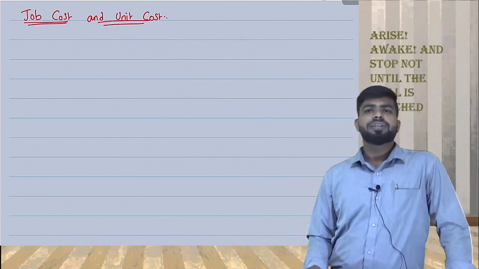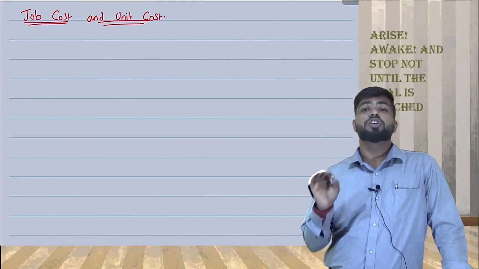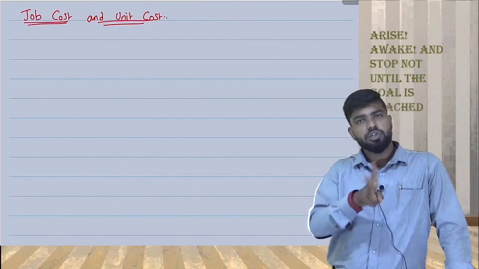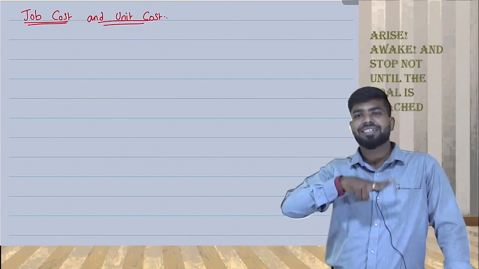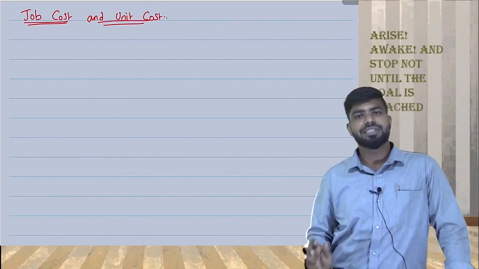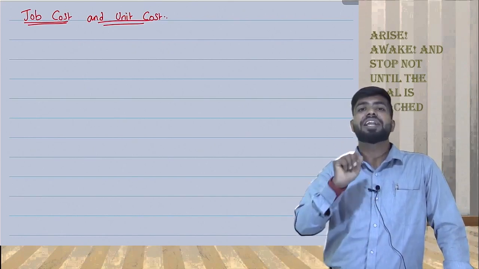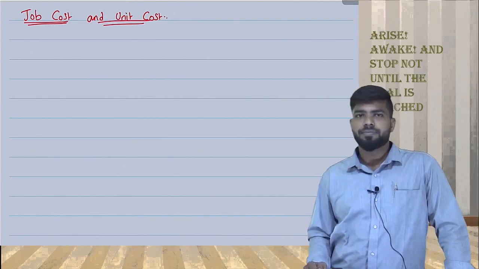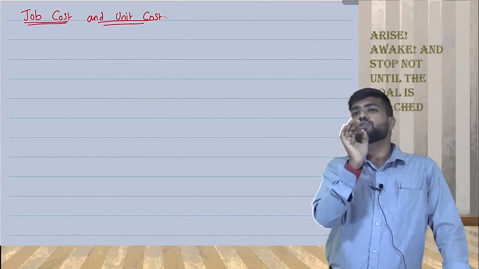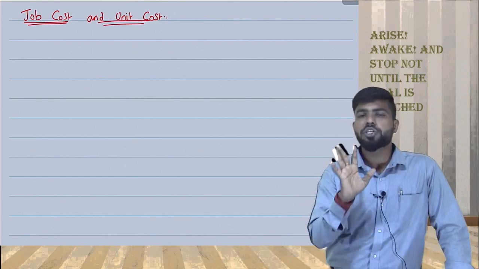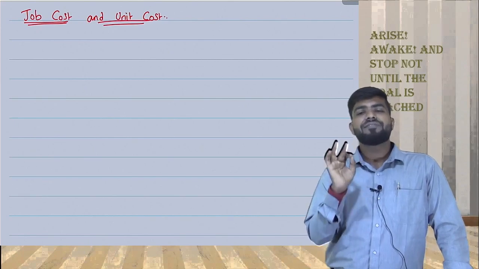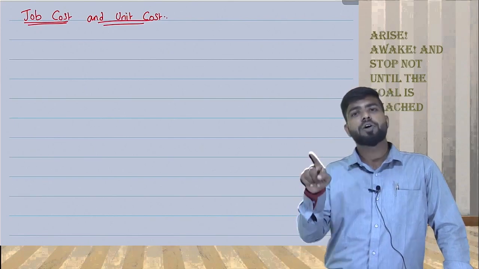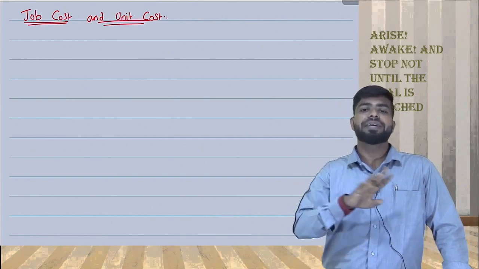Actually, job cost and unit cost are methods of costing. Both methods, job costing and unit costing, are used in the manufacturing industry, but there is a difference in stock valuation. These two methods specify the stock valuation. Understanding? If you take unit costing, the stock will be valued on an average basis. When it comes to job costing, the stock will be valued on an independent basis.